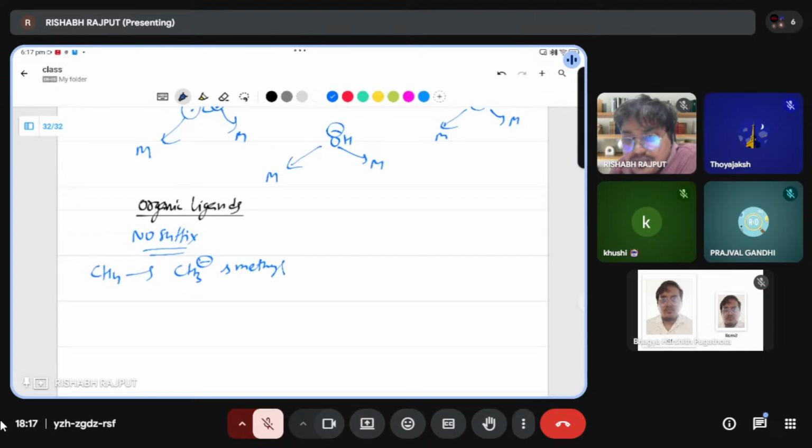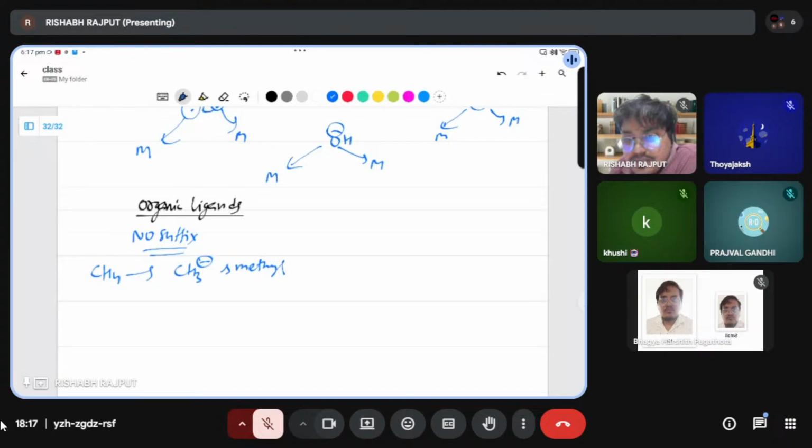What happened? Sometimes you have OH, O negative H. Sometimes you have a carbonyl group. They will make a covalent bond with two different metals at one time. They will share their lone pair with two different metals at a time. That is why we call them bridging ligands.